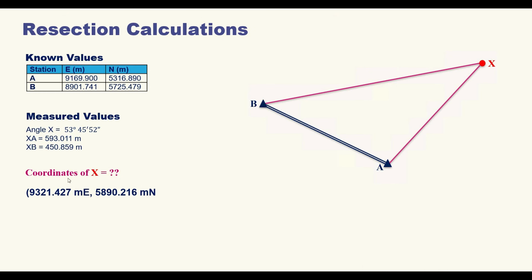In that video guys, after we've done all the calculations, I calculated the coordinates of the unknown station X, and these are the values here. It's 9321.427 easting and 5890.216 northing. So these are the calculated coordinates. In today's session we are going to know how to find the coordinates of X using AutoCAD.